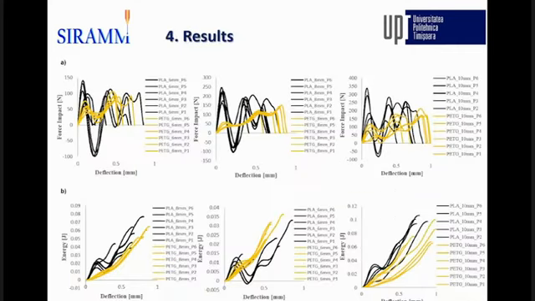Results. In the figure are the graphs of the three thicknesses for impact force versus deflection. The black curves are for the PLA material and the orange ones are for PETG. In figure B are the graphs of the three thicknesses for energy versus deflection. As for the impact force versus deflection curves, we have the same colors for PLA and PETG. You can see here.